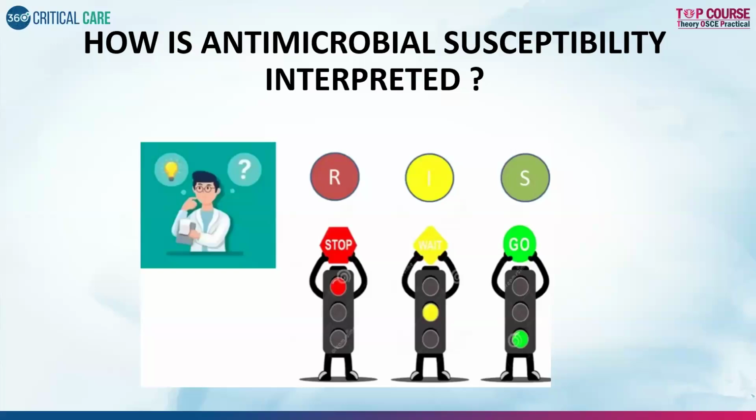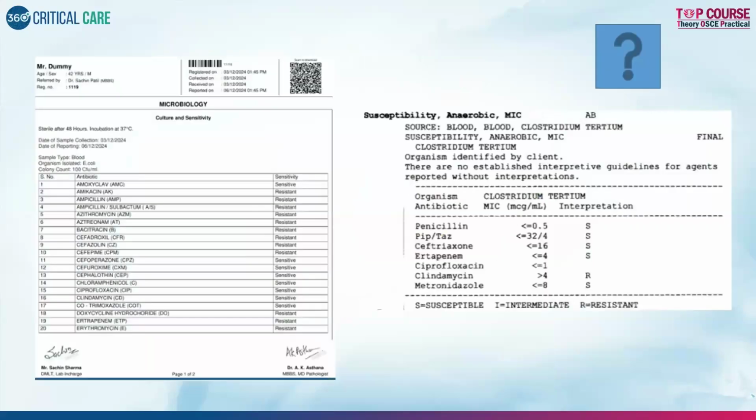If you have multiple susceptible or sensitive drugs, which will be the best drug to take forward? So here in the previous report, you have penicillin, piperacillin, ceftriaxone. All three are sensitive for Clostridium tertium, including a carbapenem like ertapenem. Which one will you choose?